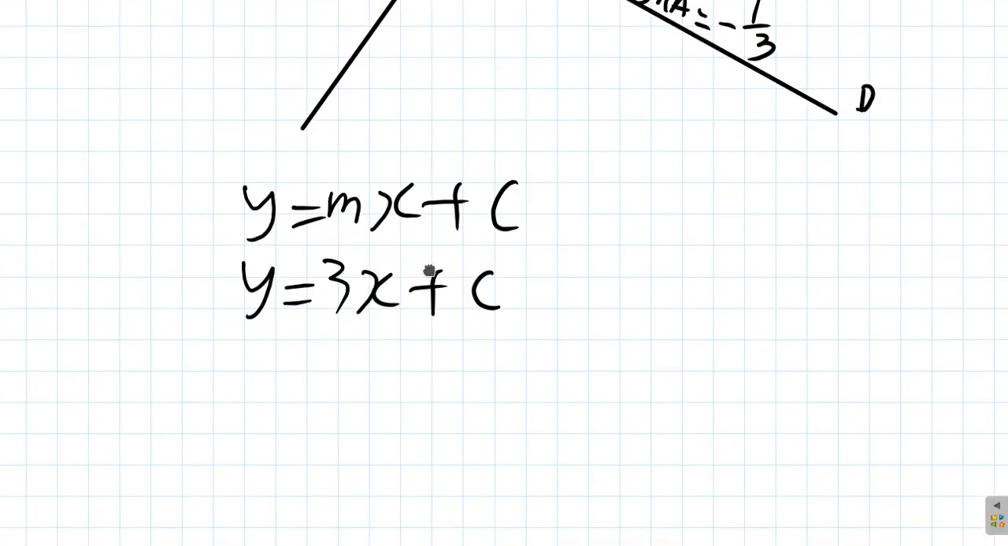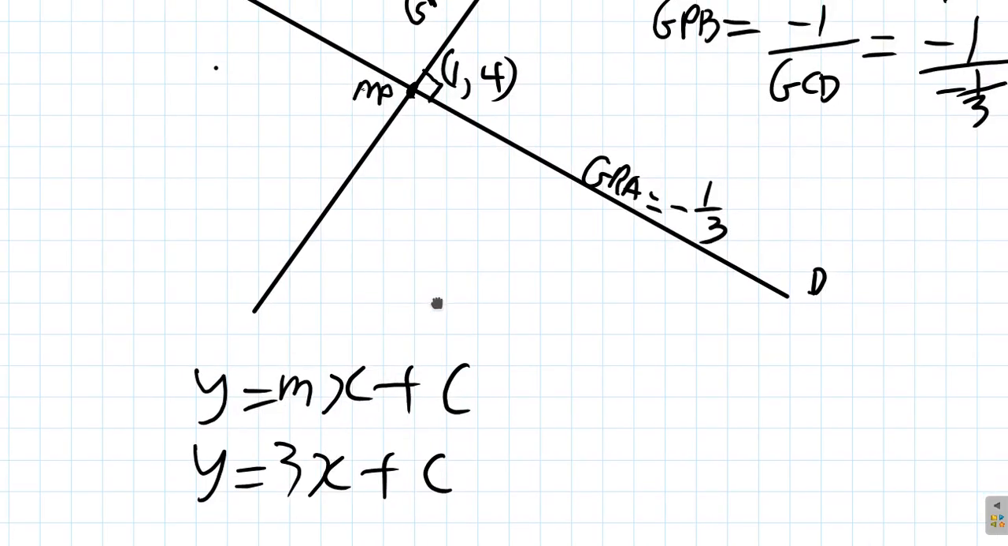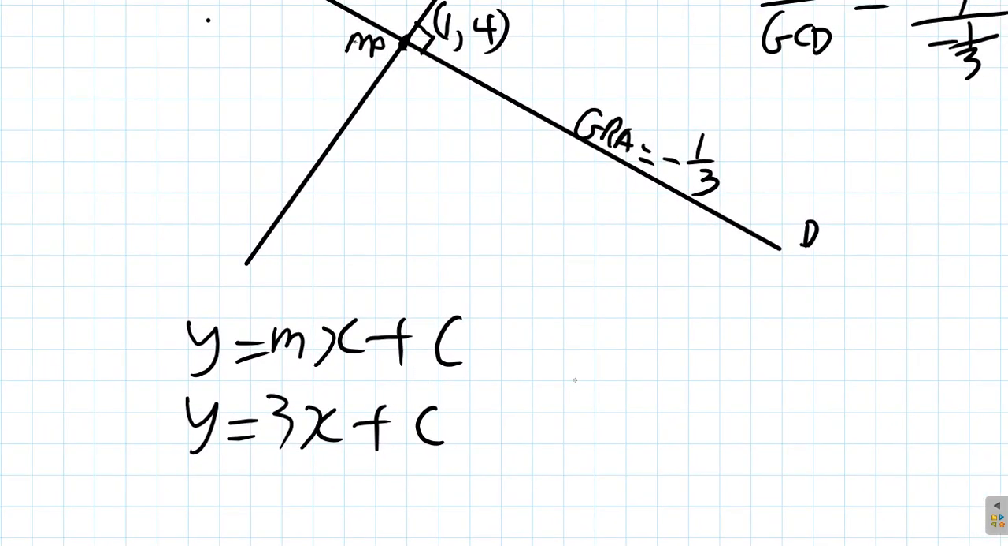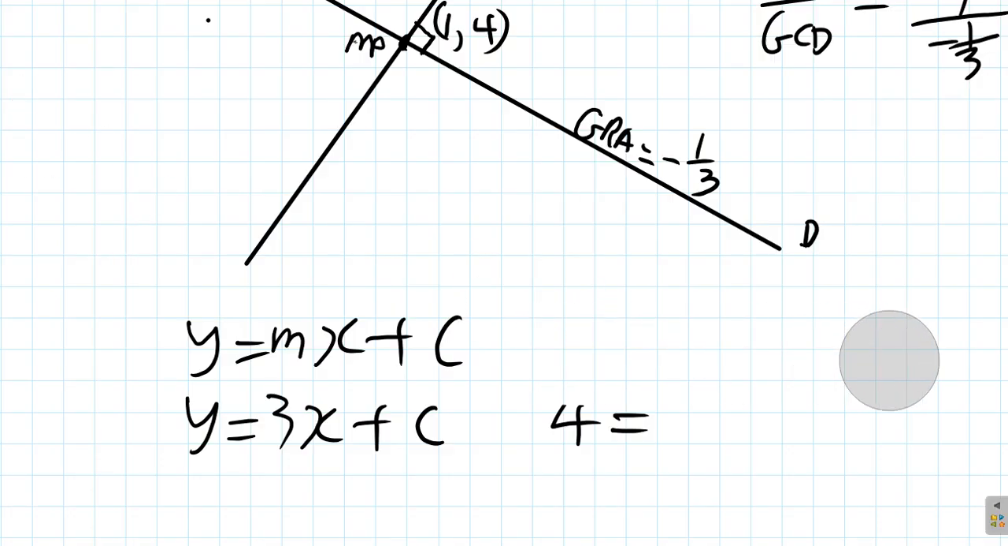Now, here, we have an x and a corresponding y. The x is 1, the y is 4. So, where x equals 1 and y equals 4, because that's where they cross, right? I know y already to be 4. 4 is equal to, let me write this under, instead of writing it beside.